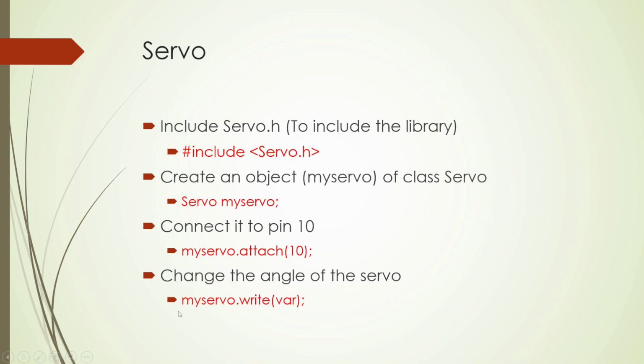How do you change the angle of the servo? We say myServo.write(var). So whatever is the value of var, that is going to be the angle of your servo. If var is 45, myServo is going to change the angle of the servo to 45 degrees.